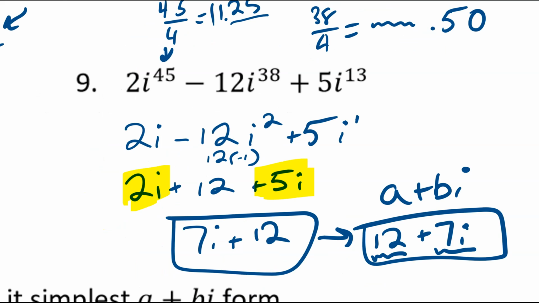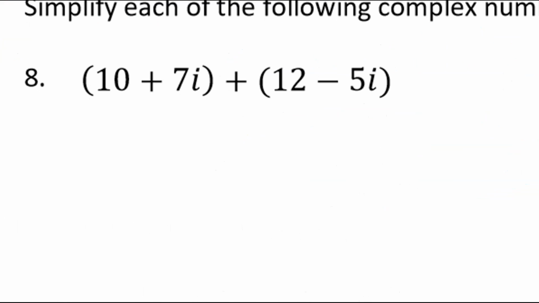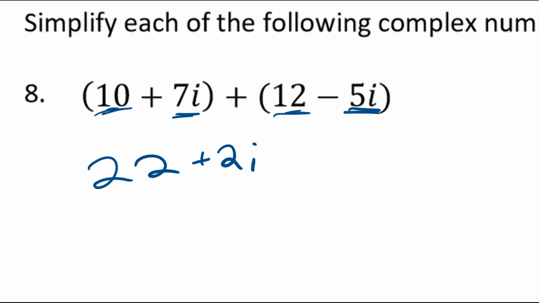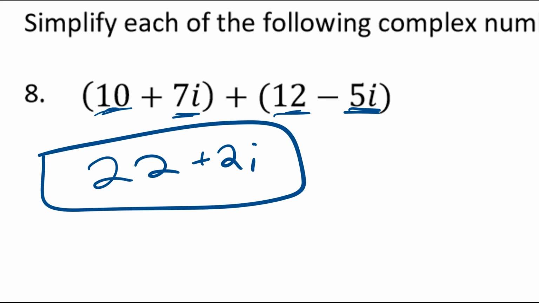So let's do some operations with complex numbers. For number 8, the rules of complex numbers work the same as combining like terms. If I'm adding, I can add my real components, and I can add my imaginary components to be left with a complex number. Again, I can't combine those because that 22 doesn't have an i.